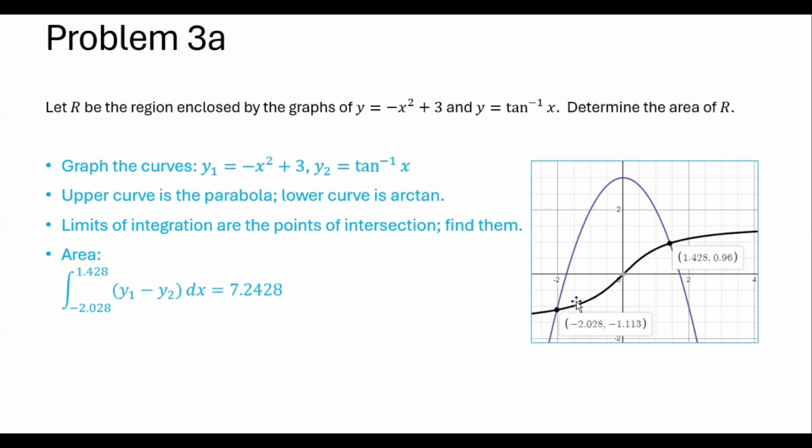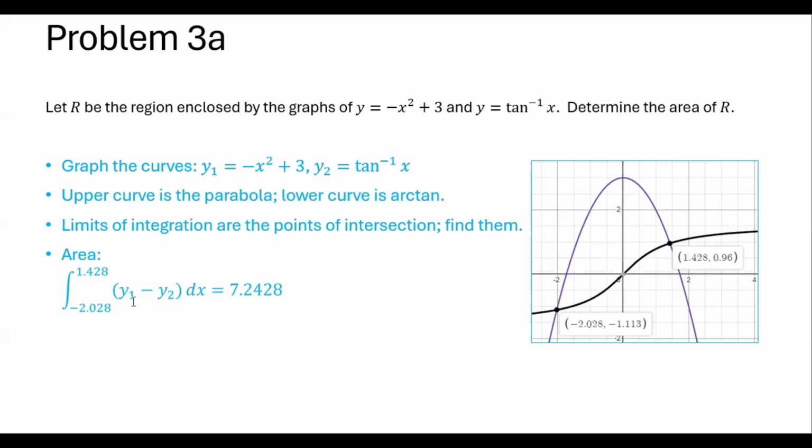What are the limits of integration? We need the points of intersection, use the calculator to get those. It's at x is minus 2.028 and x is 1.428. So we set up the integral from minus 2.028 to 1.428. By the way, you should store these as variables in your calculator.